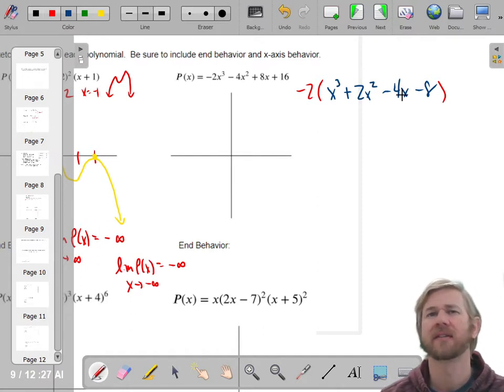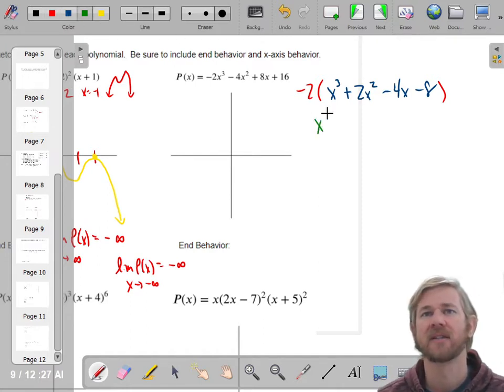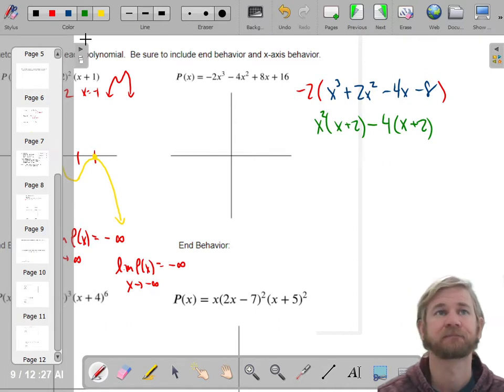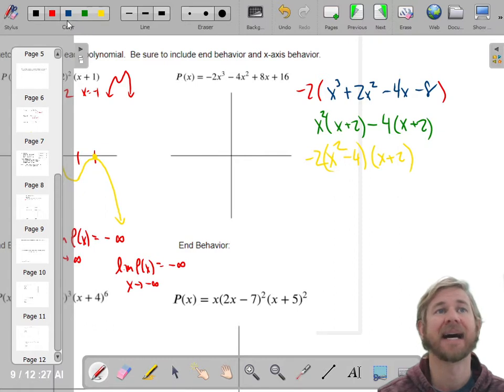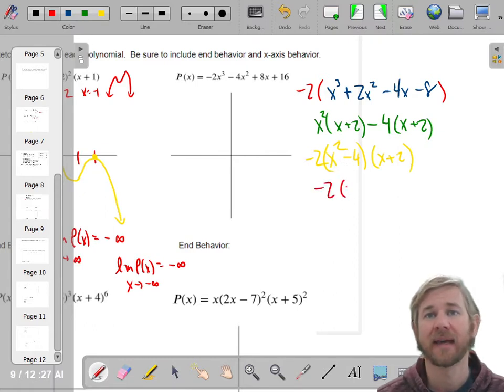Now, I think I could factor this by grouping, so let's try it. The GCF of the first two terms would be x squared, and I'd have x plus 2. Bring down the minus. Their GCF is 4, and that would be x plus 2 again, because negative 4 times positive 2 is negative 8. So my factors are x squared minus 4. I have the negative 2 out front, and then I have x plus 2. But this guy, that's a difference of squares, so I can keep going. That's x minus 2, x plus 2. If you factor this, you get x minus 2, x plus 2.